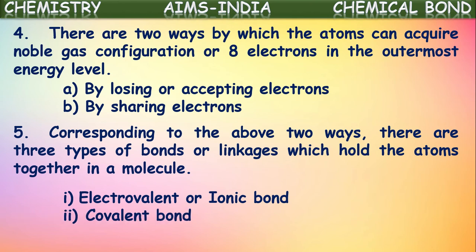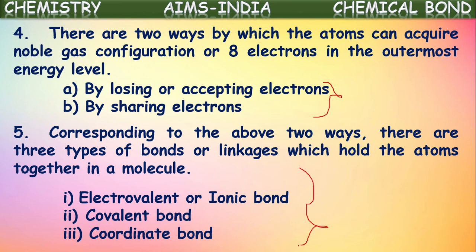That is, the second one is covalent bond or a sharing bond. And the third one is coordinate covalent bond or dative bond. So based upon the way of attainment of stability by the atom, these three kinds of bonds may be formed between the atoms, which hold the atoms together in a molecule.